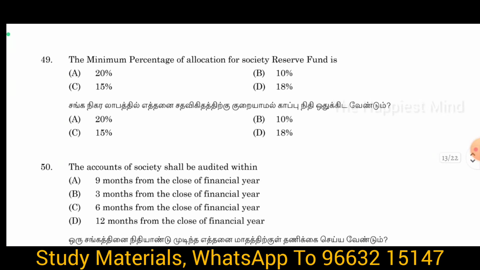Question 49. The minimum percentage of allocation for society reserve fund is dash. Answer is option A, 20%. So 20% is the minimum percent of allocation for society reserve fund.